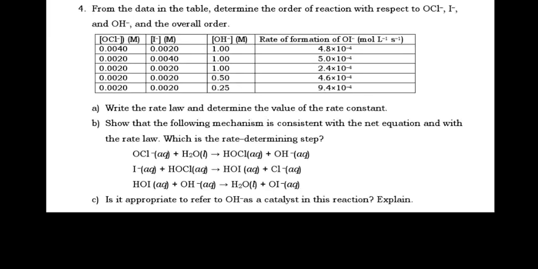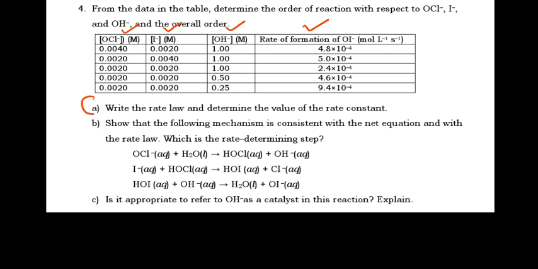Okay, let's look at question 4, which is very interesting. We're told from the data in the table, determine the order of the reaction with respect to OCl, iodide, and hydroxide, and the overall order. Equally here we've been given 3 reactants, and then we've been given the rate of formation. So we want to determine the rate and also determine the value of the rate constant.